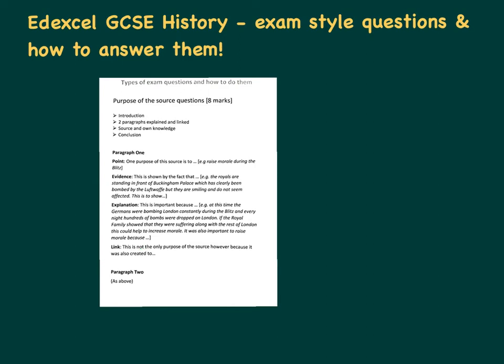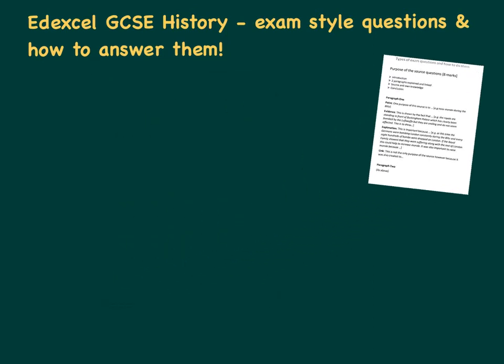It's really important to state clearly the purpose of the source, give evidence from the source, so quote something that shows that, and explain how it shows that that was the purpose of the source, and use your own knowledge to say why that purpose was important at that time. So it's important to do this at the time because, etc. So 2 paragraphs will get you 8 out of 8, so long as you use your own knowledge, quote the sources, and fully explain what their purposes were.